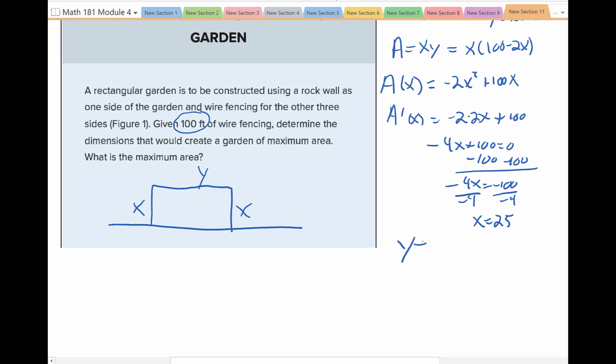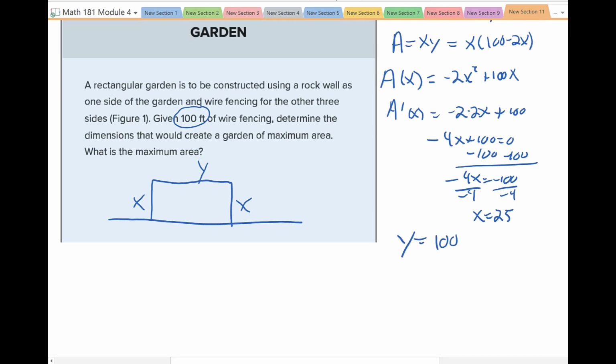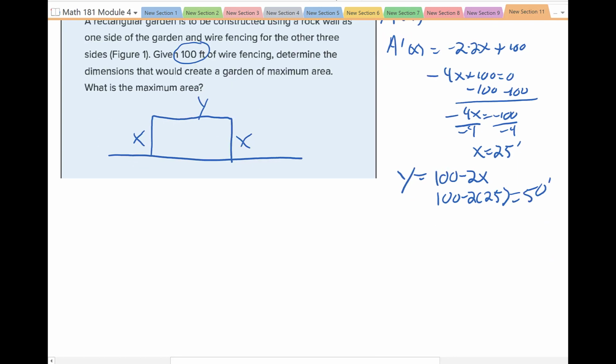The y value, as we found earlier up here, was 100 minus 2x. So it'd be 100 minus 2 times 25, or 50 feet. So the dimensions are going to be 25 feet by 50 feet.